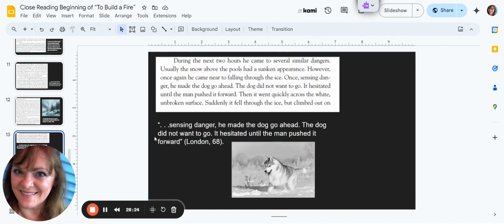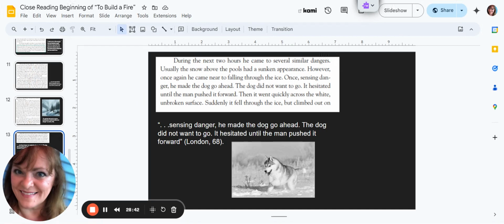During the next 2 hours, he came to several similar dangers. Usually, the snow above the pools had a sunken appearance. However, once again, he came near to falling through the ice. Once, sensing danger, he made the dog go ahead. The dog did not want to go. It hesitated until the man pushed it forward.